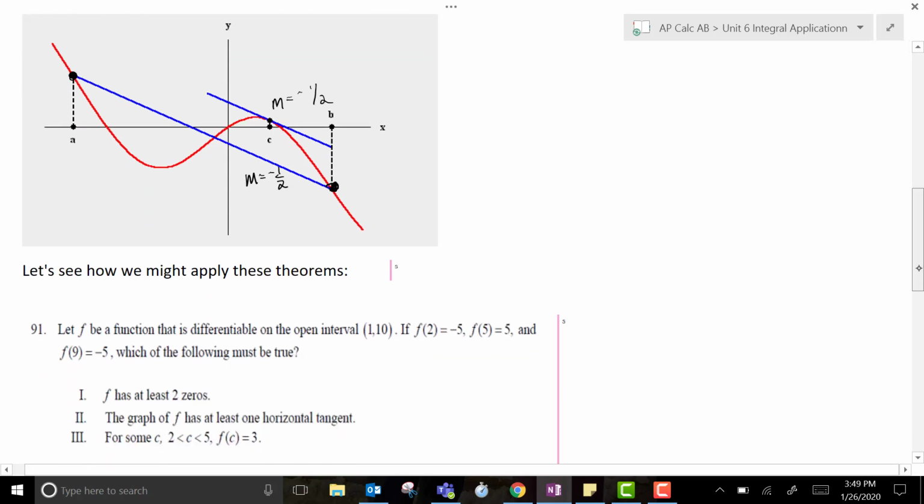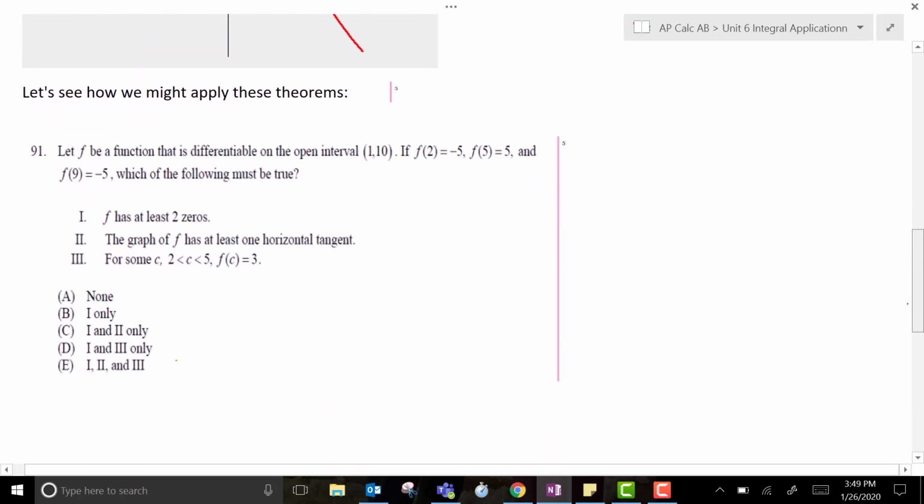So let's see how we might apply these things and where we use either one. Our first question here says: let f be a function that is differentiable on the open interval 1 to 10. If f of 2 is -5, f of 5 is 5, and f of 9 is -5, which of the following must be true? All right, so let's get going.